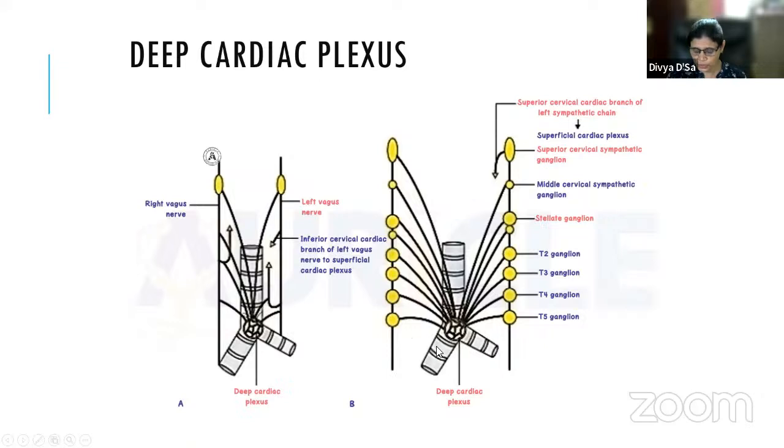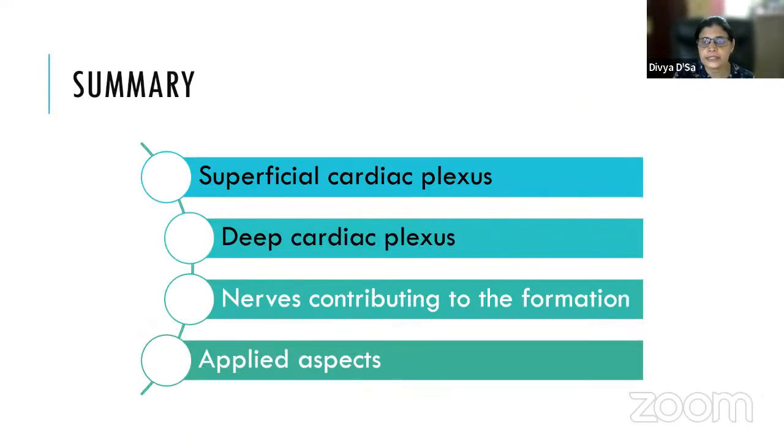As for its distribution, we have the right and left halves of this deep cardiac plexus. They supply the right and left coronary arteries respectively, as well as the pulmonary plexus. It also gives a separate branch to each of the atria. So that is about the deep cardiac plexus.